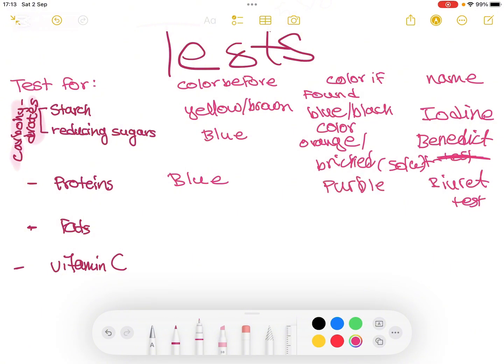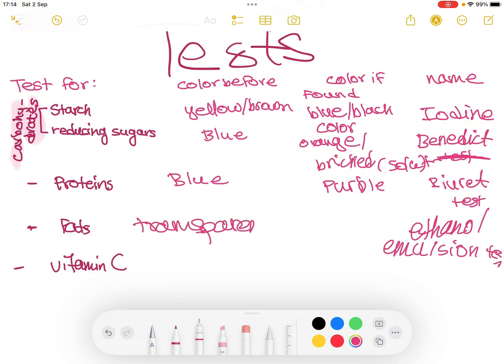For fats, we use something called the ethanol emulsion test, which is a method to determine the presence of lipids, fats, using wet chemistry. Dissolve food in ethanol, then pour the substance into another container that contains water. If there are fats, it will break into millions of tiny droplets, and its color will change to a white, opaque, milky liquid. If not, it will stay transparent.